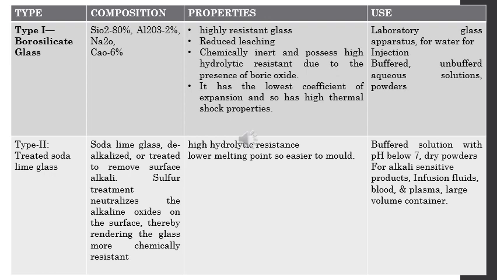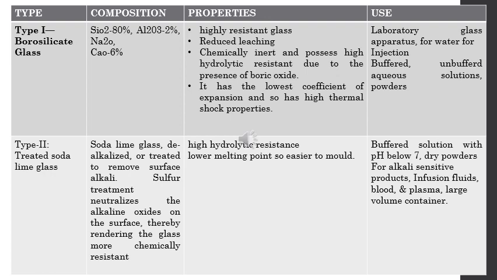Now coming to type 2 glass, which is called treated soda lime glass. This is different from the soda lime glass, which is type 3 glass. It is called treated because it is treated with sulfur. Sulfur treatment neutralizes the alkaline oxides present on the surface of the glass, and thereby makes the glass more chemically resistant.